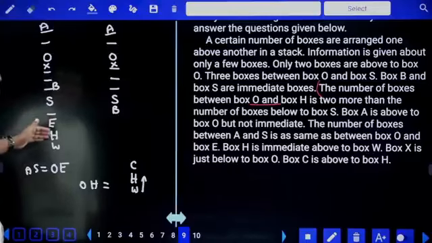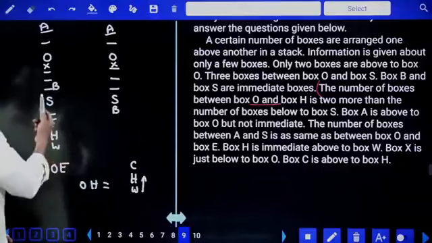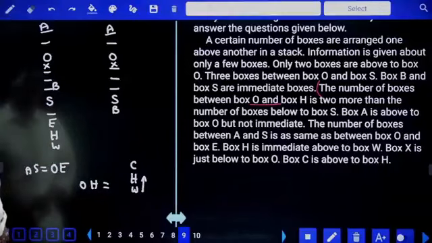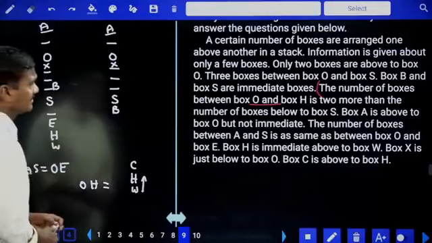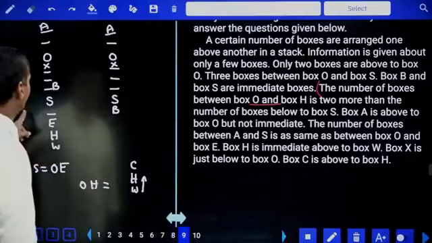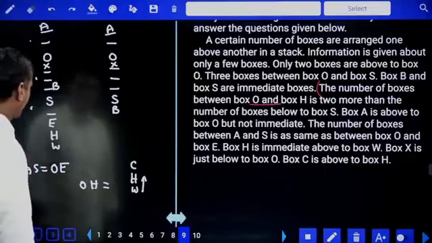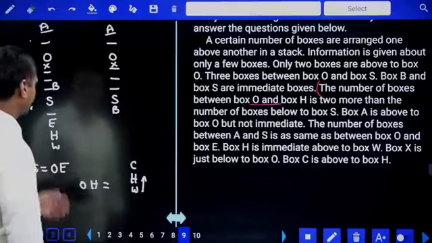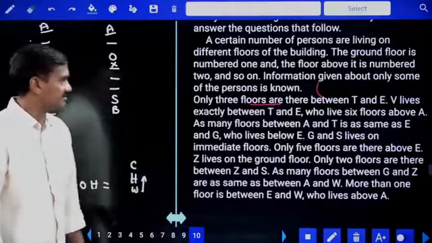C is above H. Now where is C? C is above H, and H and W are below C. Hence where can we have this C? C can be at any one of these places, and we can fix this. C can be at this place, here, or at this place. Done with this? Now this is the final arrangement we have. Set number 9. Then finally set number 10.